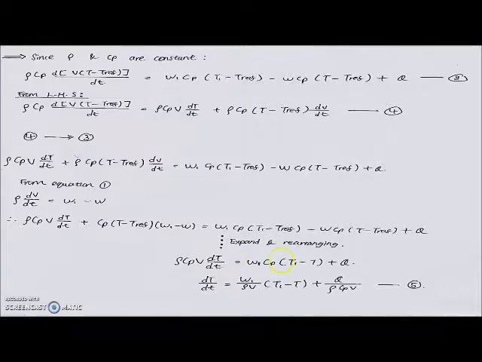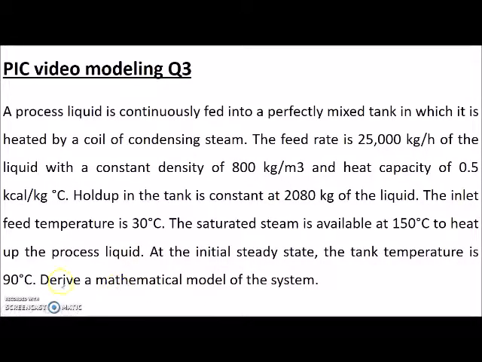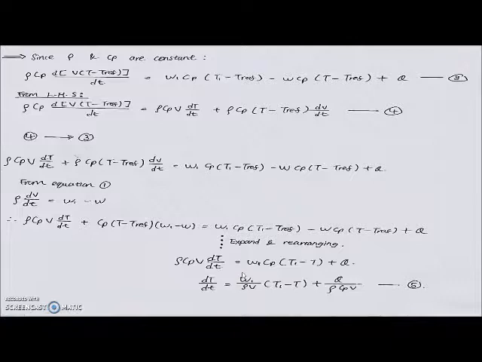Because I'm finding the mathematical equation, I am focusing on the derivative dT/dt, which is the change of temperature over time. So I divide the whole thing, rho Cp V, on the left hand side and also the right hand side, and I get this equation. And this equation is exactly the mathematical model of my system. So here is the final answer.